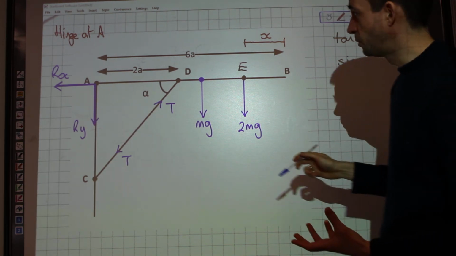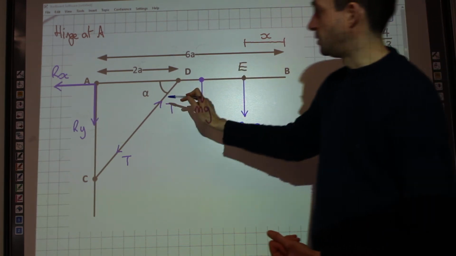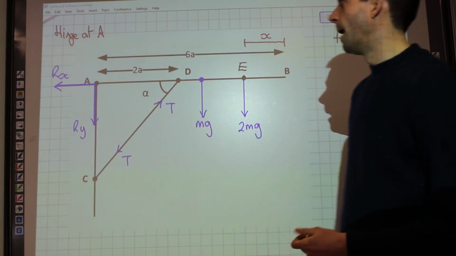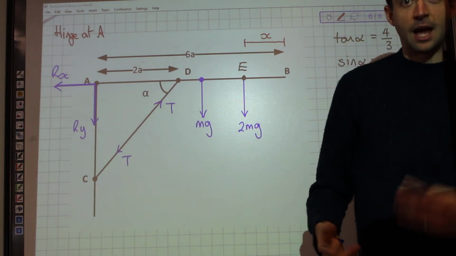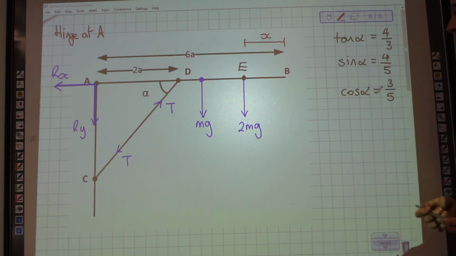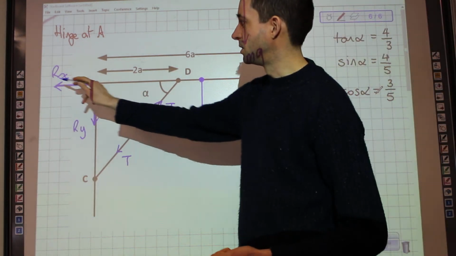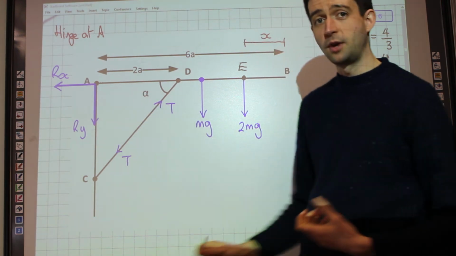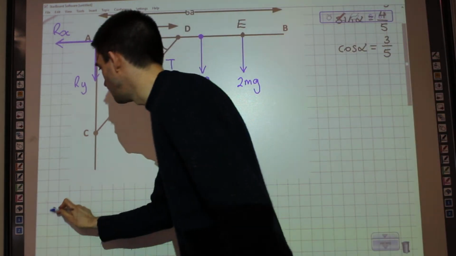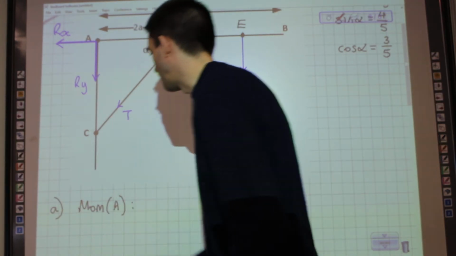Well, first off, we are trying to find this force here, the magnitude of this thrust. We've got our three things that we can do as we normally would. We could resolve vertically, resolve horizontally, or we could take moments. What I'm going to do to start with is take moments about the point A, because then I can ignore the components of the reaction force, which at the moment I don't know.